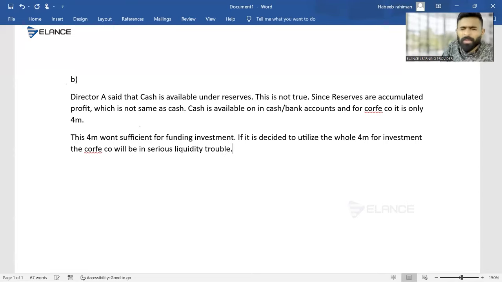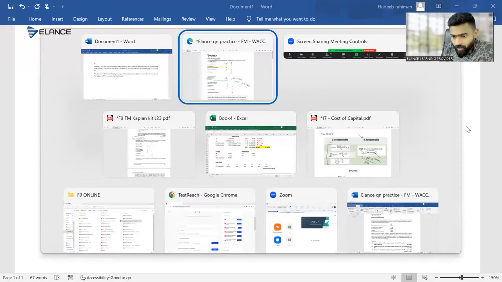Already we have only 4 million cash balance. If that 4 million is completely used for investment, then definitely the company is going to face serious liquidity problems. So this will be my limited answer for Director A's opinion.